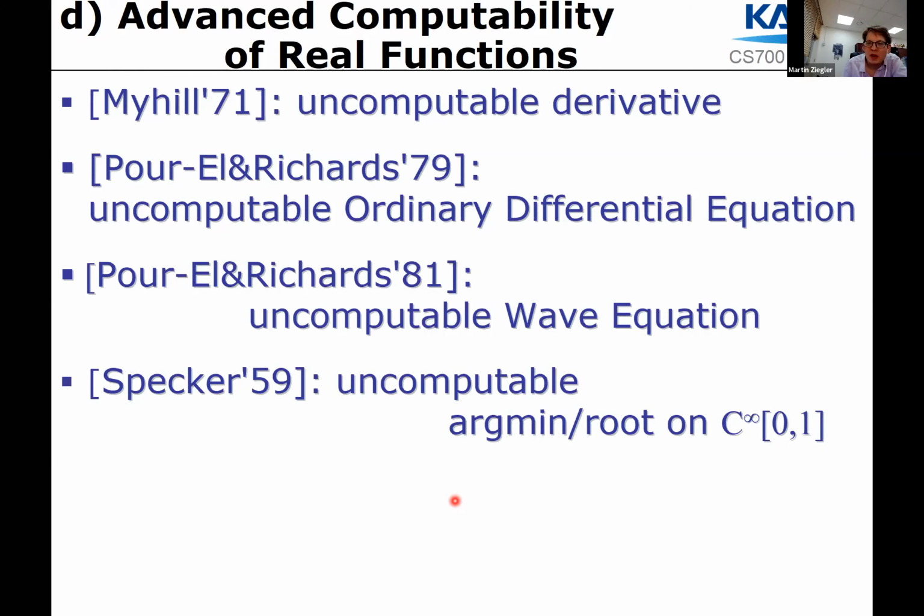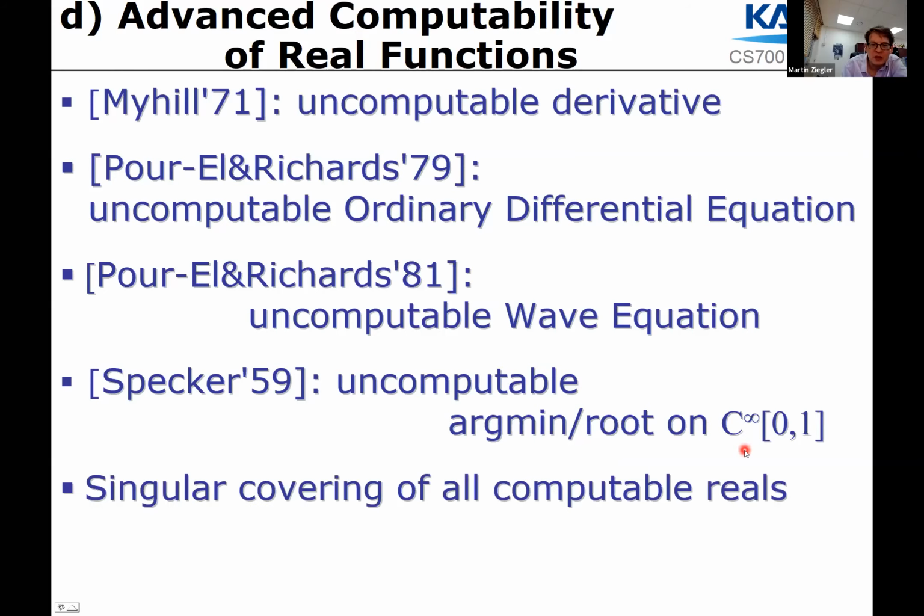Similarly, the argmin functional, the operator that returns the argument where a given continuously differentiable, or in this case even smooth, function attains its minimum, or returning a root of such a function, is in general uncomputable, and thus whatever promise your favorite library may make, it must be lying when it says it can do this, and smoothness does not help. We're going to recall this counterexample, this construction.